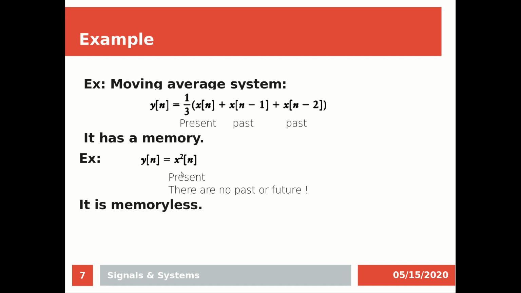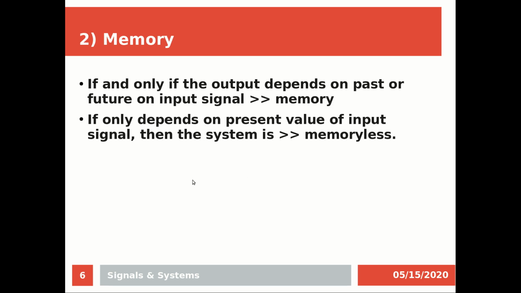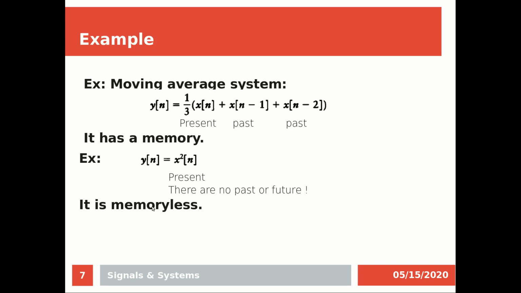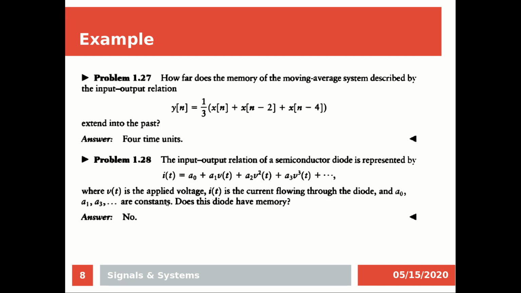Y of n equal x to the power n. As I said before, we don't look at the outside, I just look inside the bracket. Inside the bracket I see only n, I don't see any other parts of the system, so I only see a present, so there is no past or future. Then, as we have the condition for the memory property, this system is memoryless. So all the examples or problems in this idea go like this. You should check.